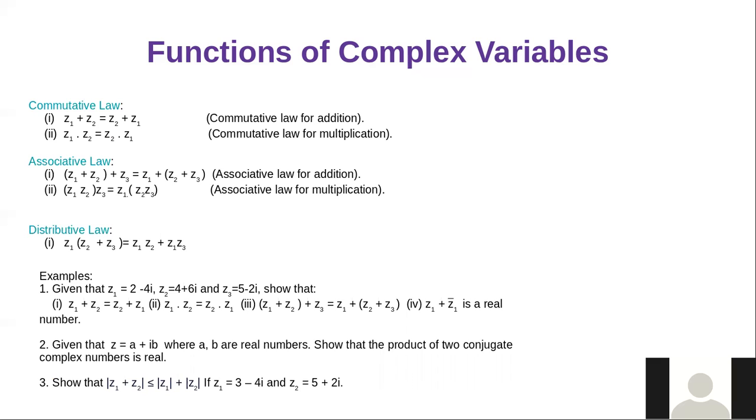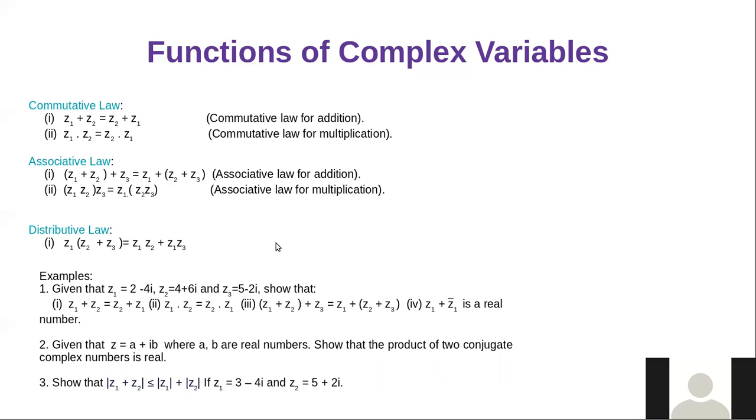For example, the first one here implies that this law is associative for addition. That is, when you have Z1 plus Z2 and then plus Z3, you should be able to have Z1 plus Z2 plus Z3. That is, when you have these two together and you add it to this, it should give you this. The same thing for multiplication also. We have the associative law for multiplication.